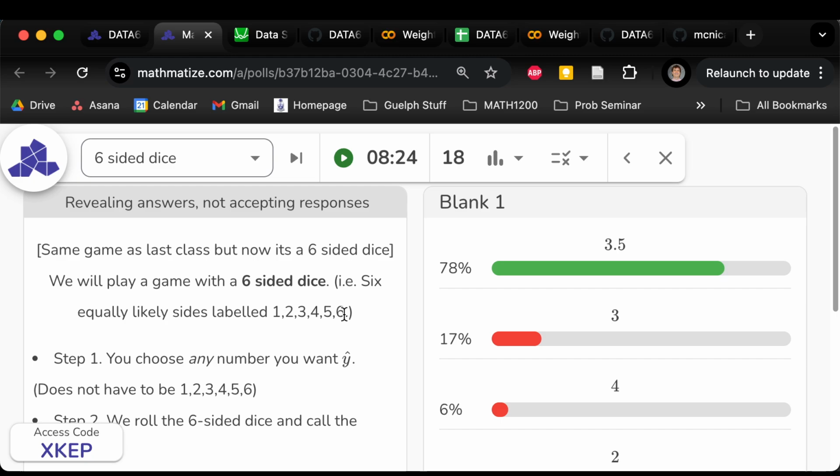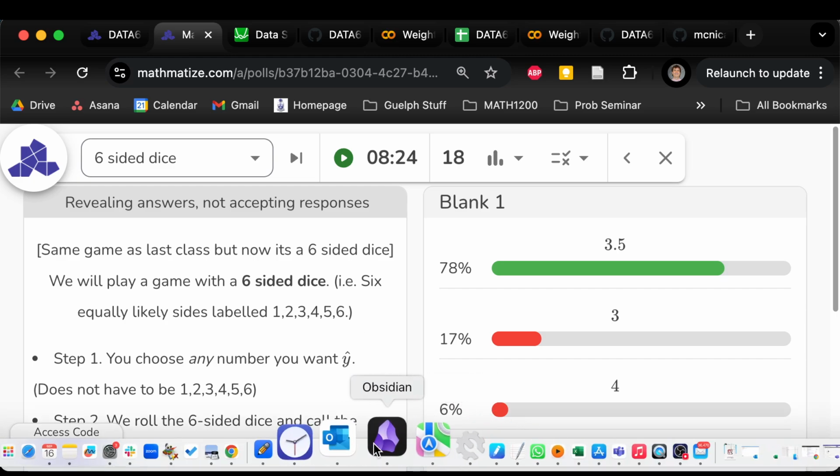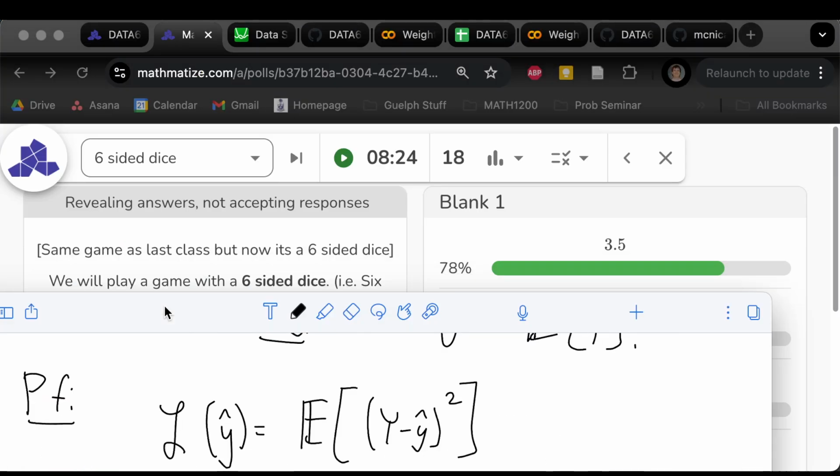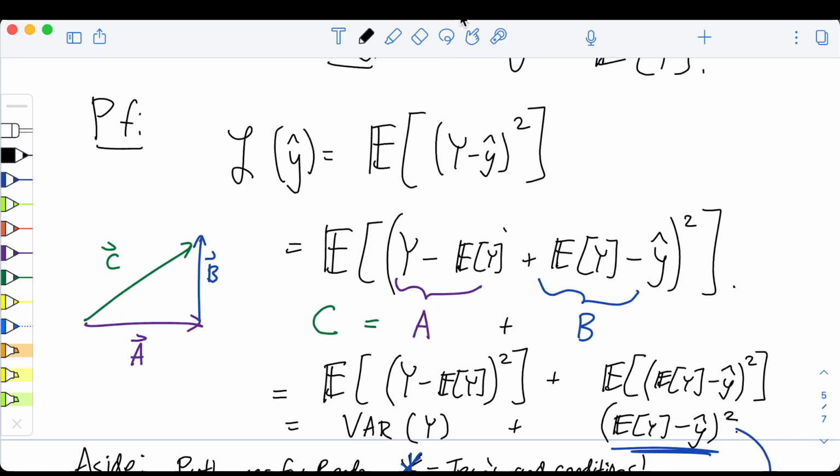1, 2, 3, 4, 5, 6. It's the mean of the dice. And that is what we showed last class. So on the blackboard, last class, let's bring it up over here. We had this decomposition, and we used this nice trick. We defined this loss function, which is how much you pay me on average when you choose Y hat. And by doing a bunch of tricks, we got to proving that the loss function is a quadratic equation that, in vertex form, is the mean of the random variable Y minus Y hat squared plus the variance of Y. That is what we proved last class.